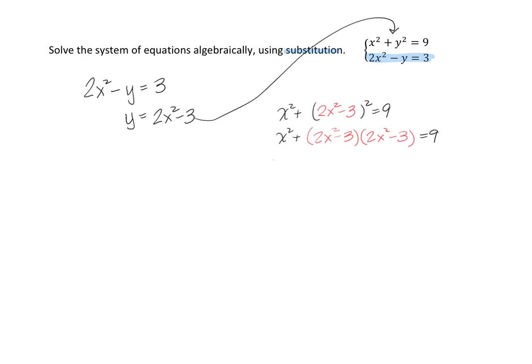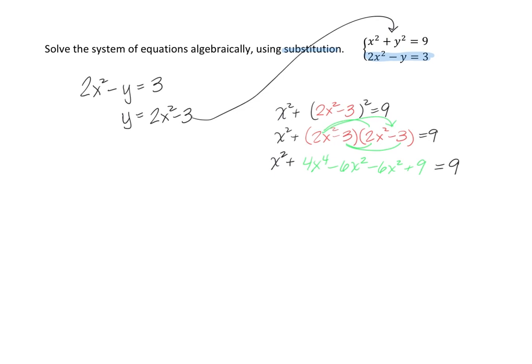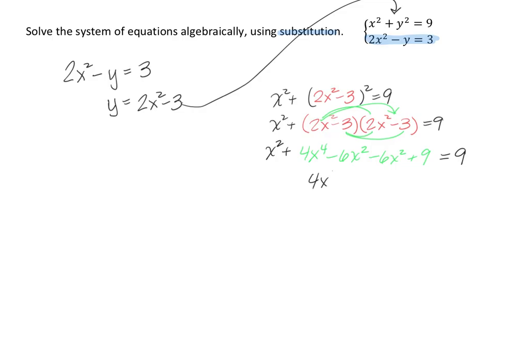And that is going to require then that you distribute, what some of you might call foiling. We're going to multiply the 2x squared times 2x squared, which is 4x to the 4th. 2x squared times the negative 3 is negative 6x squared. Inside, negative 6x squared. And last, positive 9. So the drawback to doing substitution on this particular problem is the tediousness right here of having to multiply that out. Now, if we combine like terms, we'll end up with 4x to the 4th power minus 12x squared plus 9 is equal to 9.